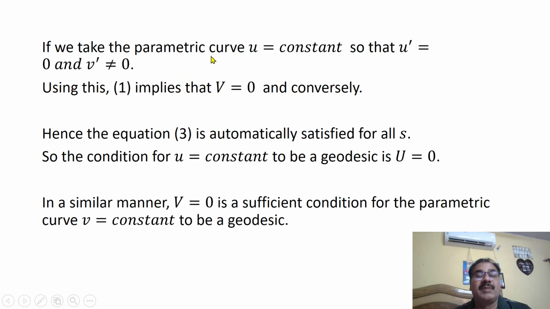If you take the parametric curve u equal to constant, so that u dash is equal to 0 and v dash is not 0, using this in 1 implies that capital U is equal to 0 and conversely. Hence equation 3 is automatically satisfied for all s. So the condition for u equal to constant to be a geodesic is capital V is equal to 0. In a similar manner, capital U is equal to 0 is a sufficient condition for the parametric curve v equal to constant to be a geodesic.